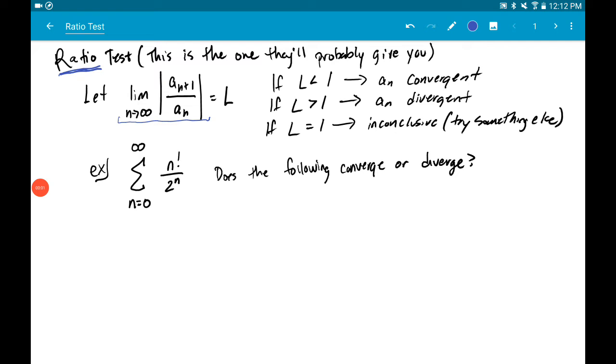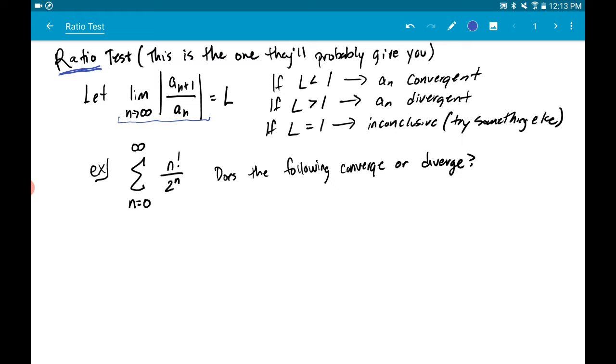Hey everybody. All right, another type of test is the ratio test. And it looks a lot scarier than it is. Just stick with it and we'll figure it out together. This is the one, if I had to predict, that they'd probably give you on the national exam, but we'll get to that when we start reviewing some more problems.